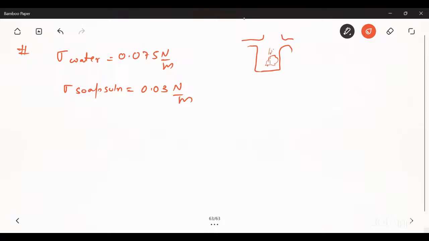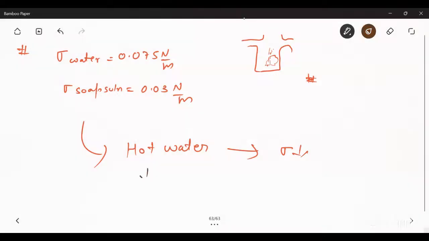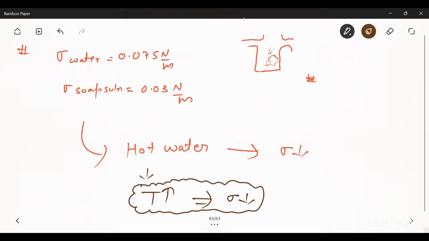Okay. And generally, hot water is also required to remove the dirt from the particles. So what do we get from hot water? From hot water, the surface tension decreases. If the surface tension decreases, it can go into the pores and remove the dirt. So what we conclude from here is that hot water means we increase the temperature, and by increasing the temperature, the surface tension decreases. So surface tension depends on temperature.